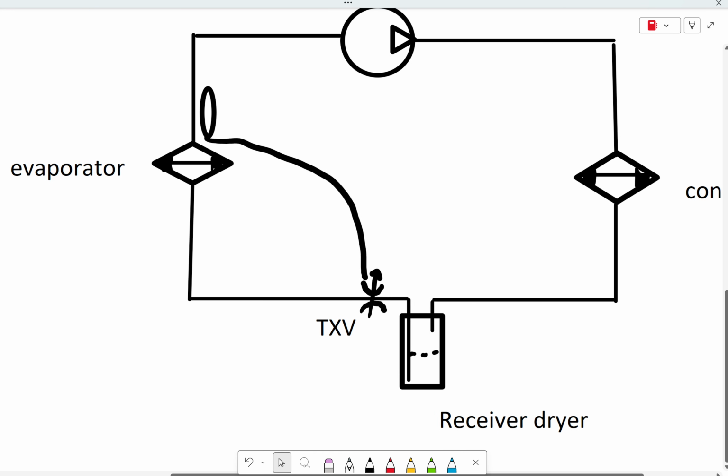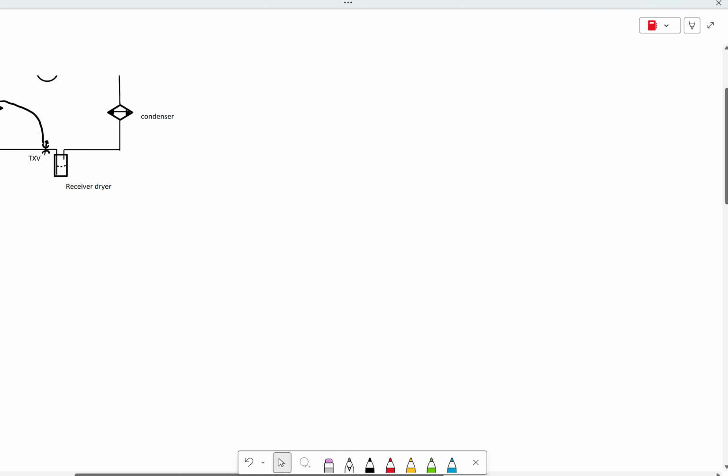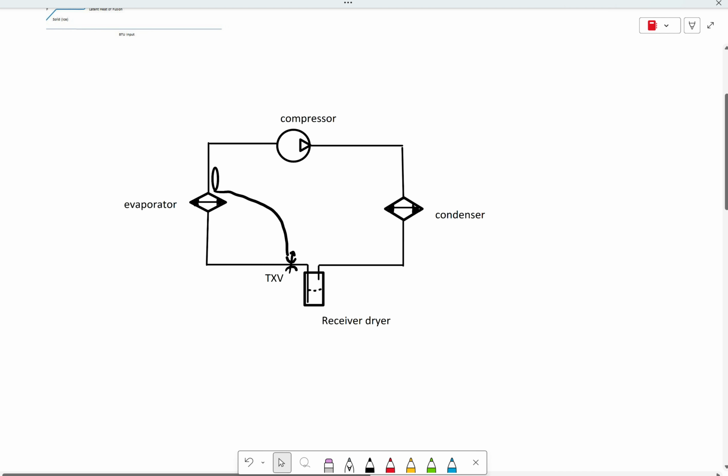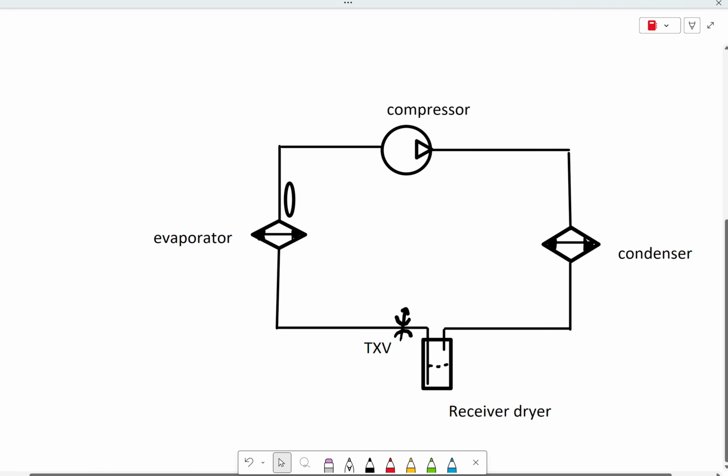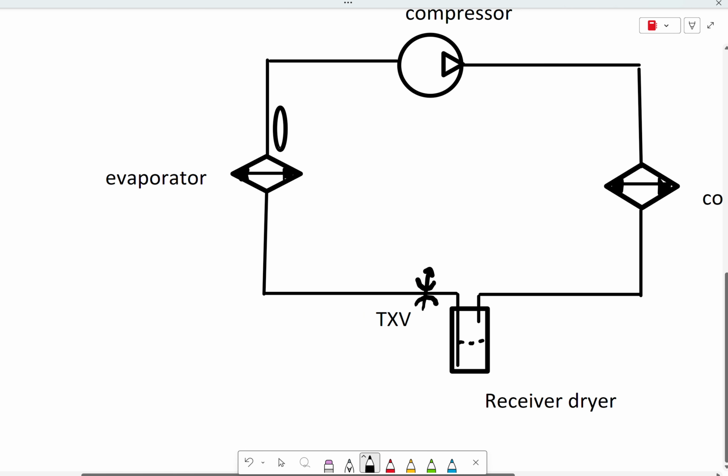So the line going back here, the line that goes from the expansion valve to this little bulb here is going to be filled with refrigerant. The same type of refrigerant is what we're using in the system. Okay.